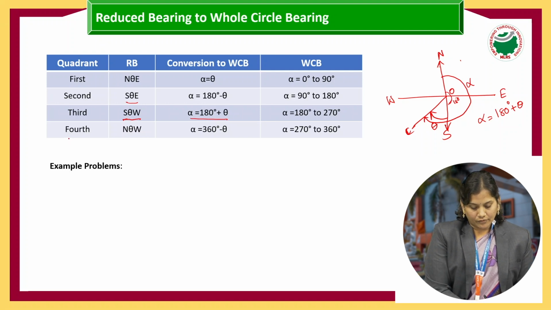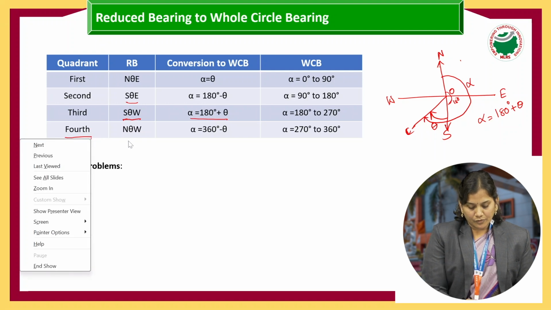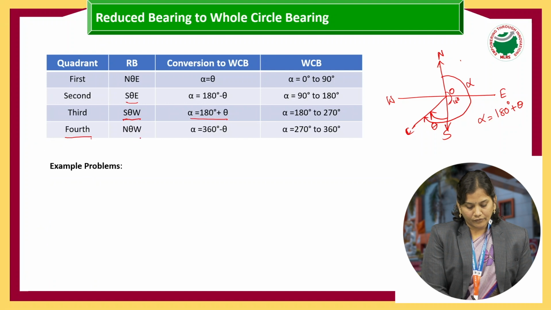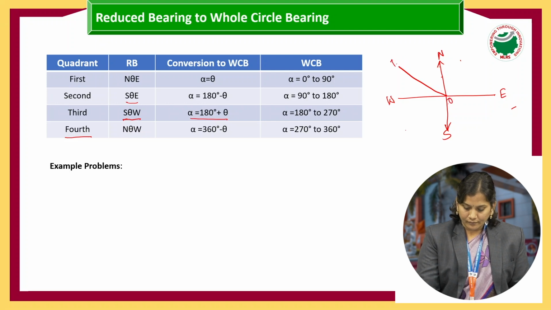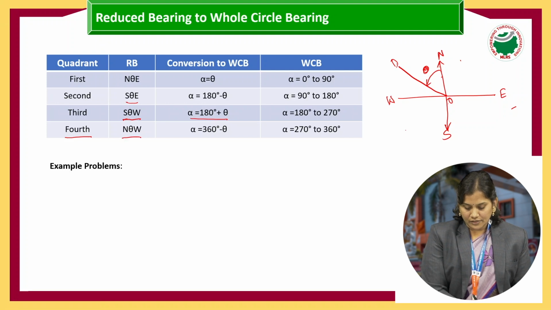In the next case, if our survey line is in the fourth quadrant, the reduced bearing is north theta west. If our survey line lies in the fourth quadrant, we measure the reduced bearing from north towards west in anti-clockwise direction, and we represent this as north theta west.